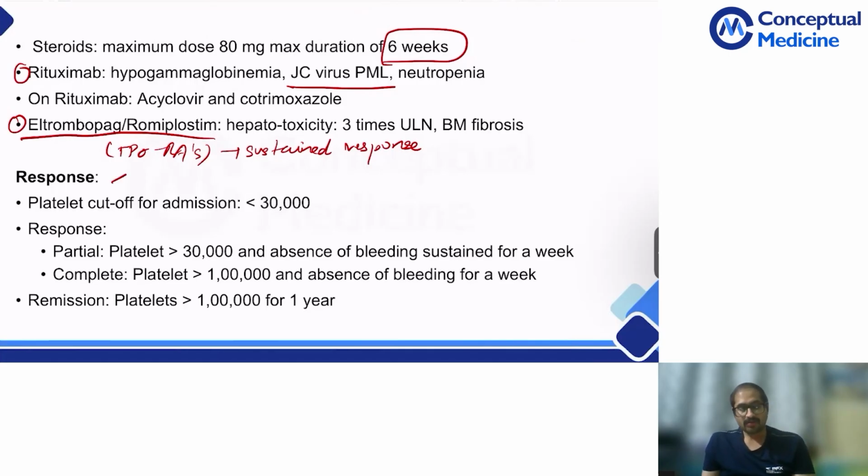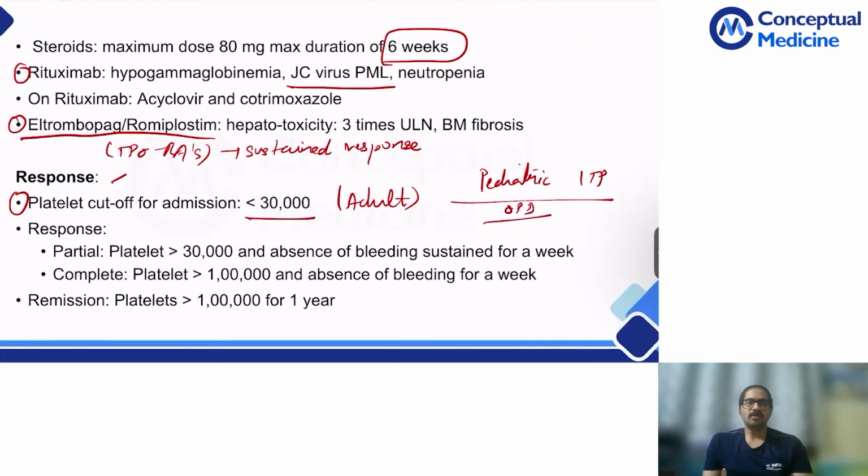And what are all the response numbers in ITP? Always remember these numbers just before the exam. A platelet count of less than 30,000 in adult ITP requires admission, whereas in pediatric ITP, as I mentioned earlier, irrespective of counts, the patient can be managed on an OPD basis. So in adult ITP, a platelet count of less than 30,000 is the threshold for admission.